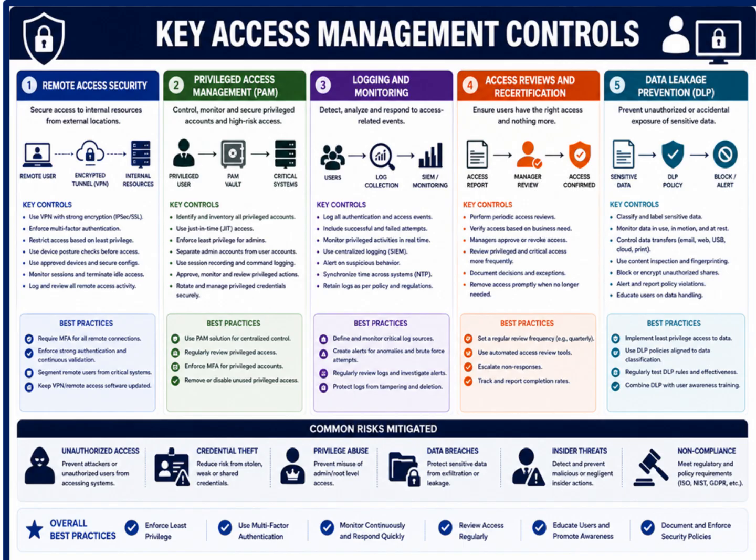Key access management controls help organizations protect systems, applications, and sensitive information from unauthorized access and misuse. The slide highlights several important control areas that work together to strengthen security across the organization. The first area is remote access security. As organizations support remote and hybrid work, secure access from external locations becomes critical. Controls such as VPNs, encryption, multi-factor authentication, device security, and activity monitoring help reduce the risk of unauthorized access.